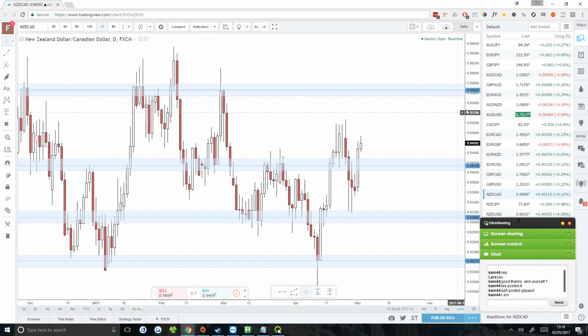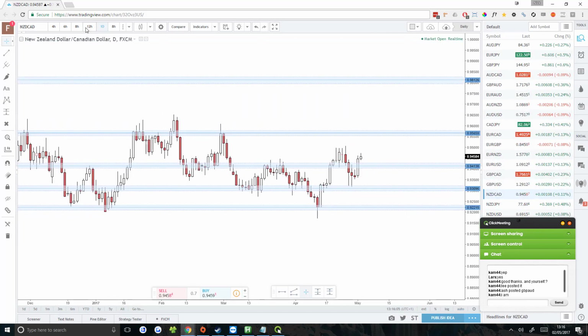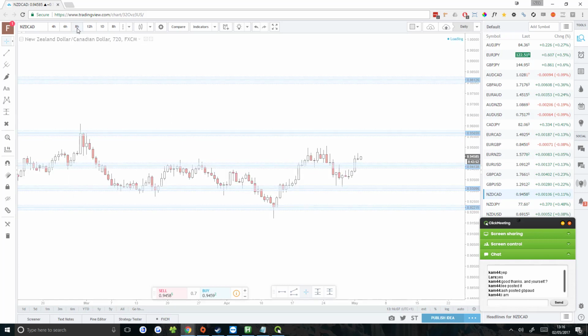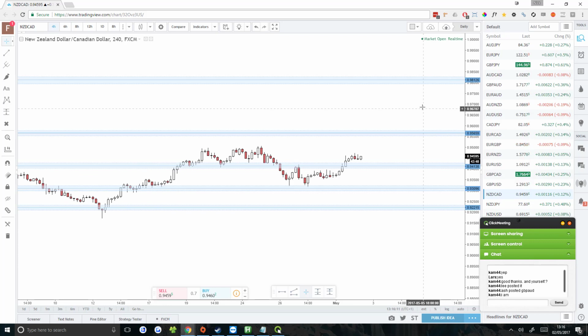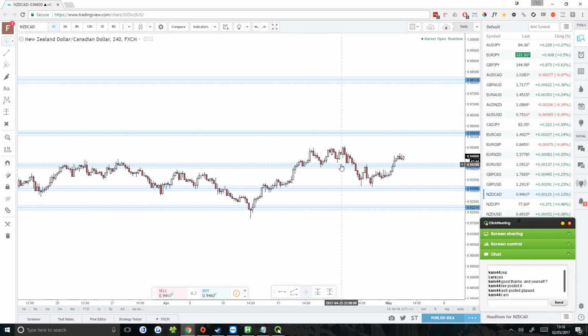New Zealand CAD. What's up with New Zealand CAD? Nothing much really. I mean, it's just kind of in a range really. It was ranging there, then it was ranging here, and now it's back up here. Nah, not too interested in that.